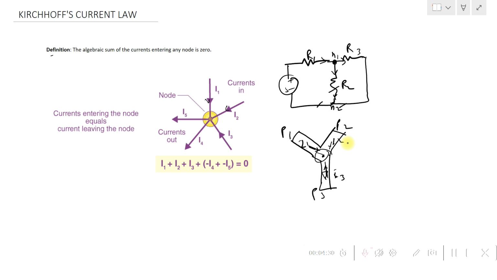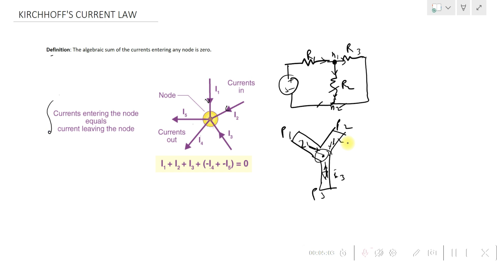So here we can see in this example that I1 is entering the node, I2 is entering the node, and I3 is also entering the node. But I4 and I5 have different directions, right? Thereby it is minus I4 plus minus I5 equals 0. So the negative currents, you can say minus I4 is entering the node and minus I5 is also entering the node. Or the other way is I4 is exiting the node and I5 is exiting the node.